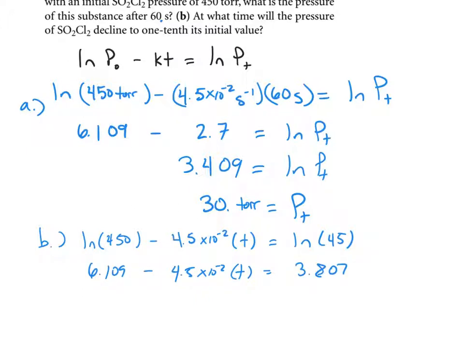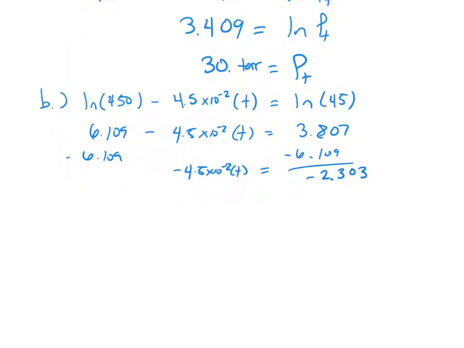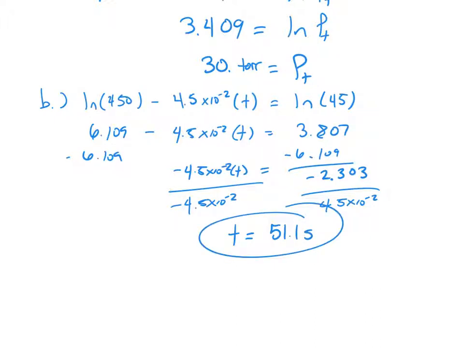What I want to do now is isolate t so it's by itself. So I'm going to subtract 6.109 from each side, and I get negative 2.303. That's still equal to negative 4.5 times 10 to the negative second times t, and then I simply just divide by that number on each side to isolate t. And when I do that, t is equal to 51.1 seconds. And since I really want that in two significant figures, it's just 51 seconds. So that's my final answer.